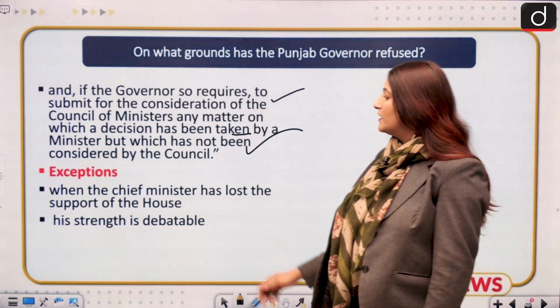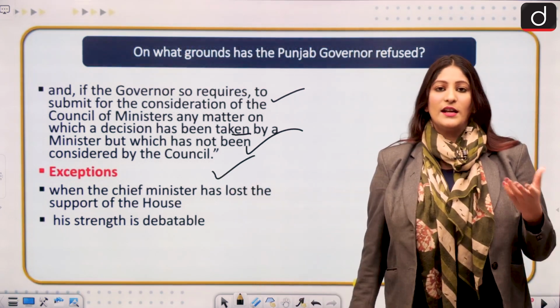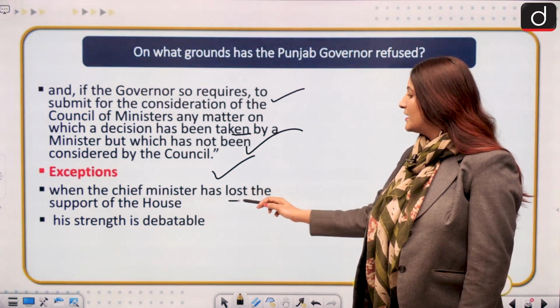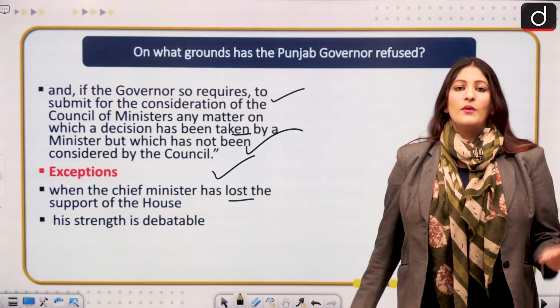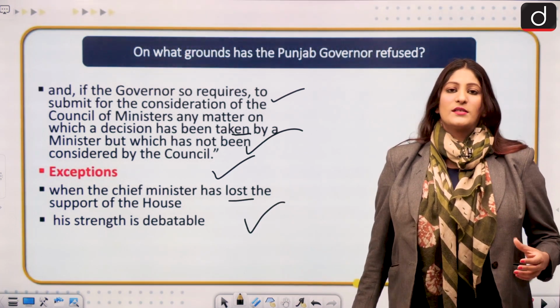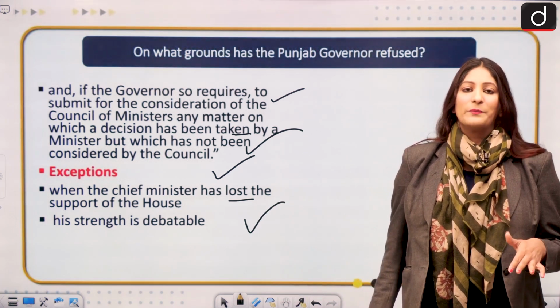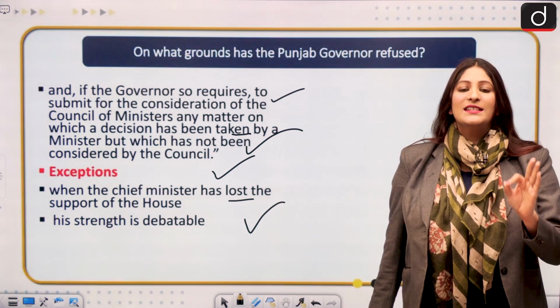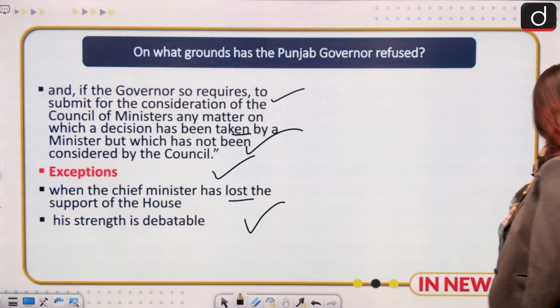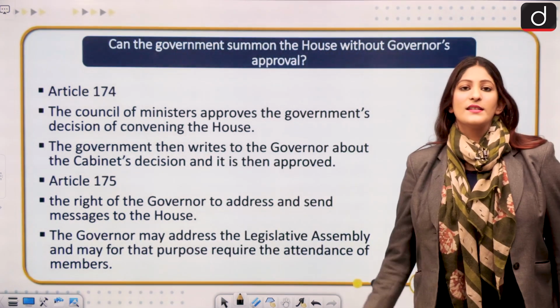But there are certain exceptions where the governor can take the decision on their own discretion. Suppose the Chief Minister has lost the support of the House. Because the strength is debatable, the Chief Minister lacks the credibility to give any sort of aid and advice to the governor. Here, the governor can exercise their discretion.